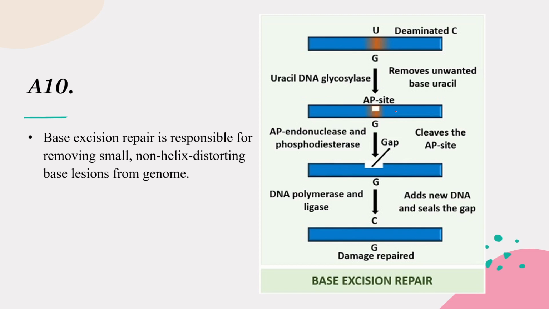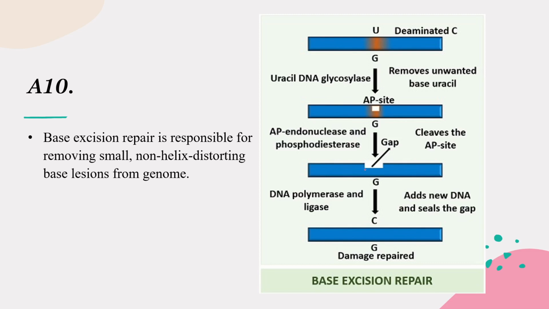That means there will be no purine or pyrimidine. So what will happen then? AP endonuclease and phosphodiesterase will come here and they will cleave the AP site. As you have already discussed in the previous class, endonucleases cleave the nucleotide base pairs at a particular site, at a particular restriction site. If we talk about restriction endonucleases, here it is AP endonuclease.